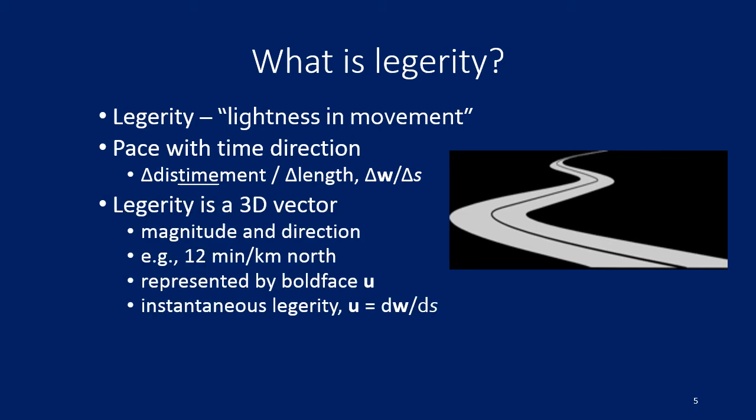So legerity is a three-dimensional vector. It has magnitude and direction. For example, 12 minutes per kilometer going north. And we'll represent it by a boldface letter U. An instantaneous legerity can also be defined as dW, bold, over dS. So remember that boldface W means 3D time.